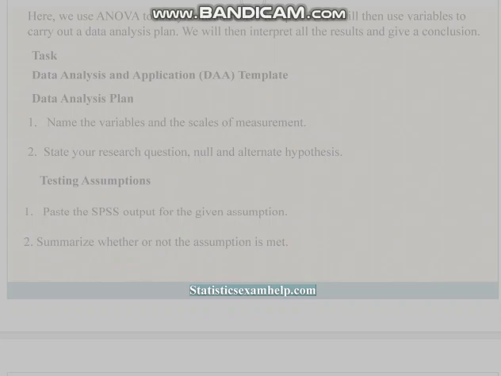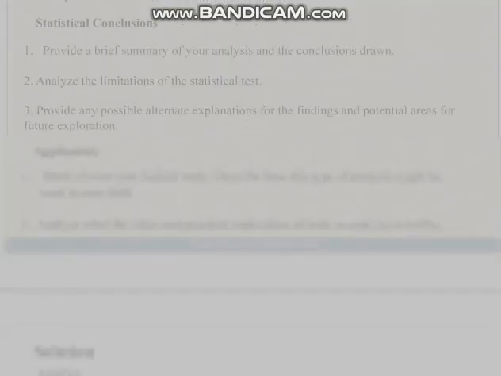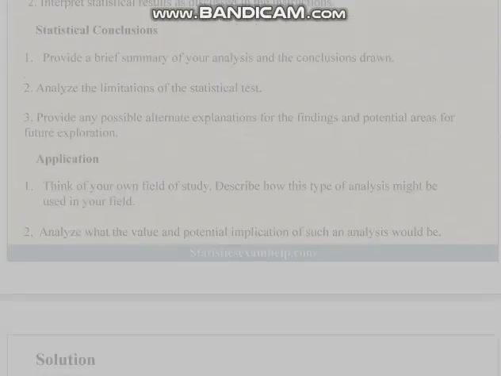Results and interpretation: 1. Paste the SPSS output for main inferential statistics as discussed in the instructions. 2. Interpret statistical results as discussed in the instructions. Statistical conclusions: 1. Provide a brief summary of your analysis and the conclusions drawn. 2. Analyze the limitations of the statistical test. 3. Provide any possible alternate explanations for the findings and potential areas for future exploration.